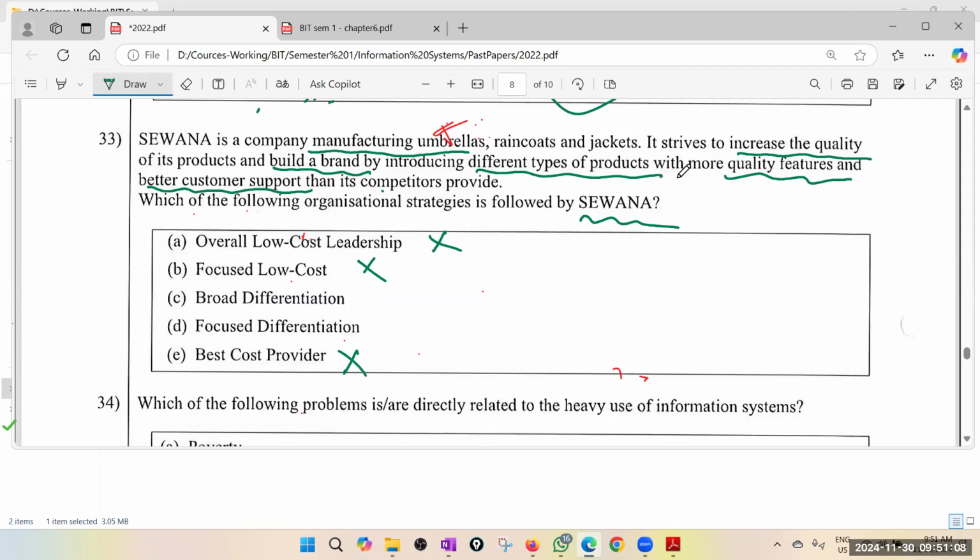They are only more interested about quality and differentiation. Is it broad differentiation or focus differentiation?